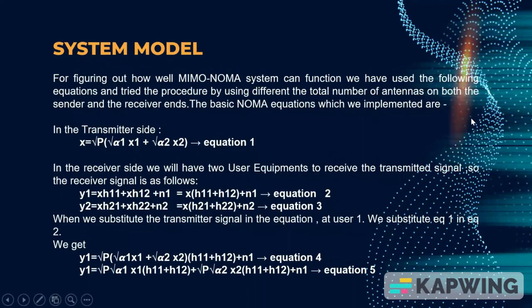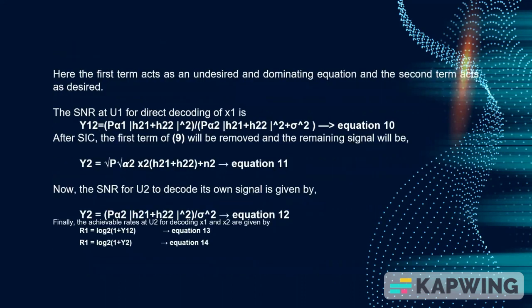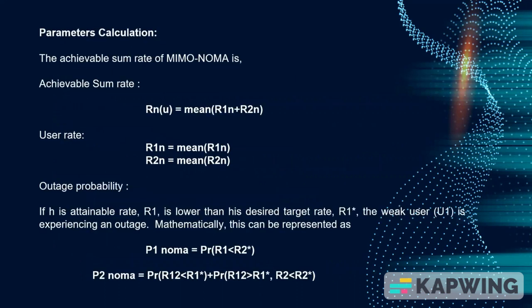So we have carried out this process for different antenna configurations: 2x2, 4x4, 8x8 and 16x16 respectively. These are some of the equations which we have used for mathematical purposes. Then we have taken three main parameters into consideration. One is sum rate, which is the average amount of signal received by each user from both the antennas.